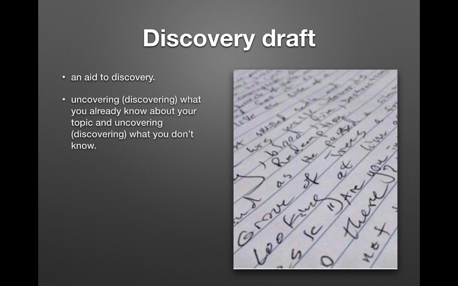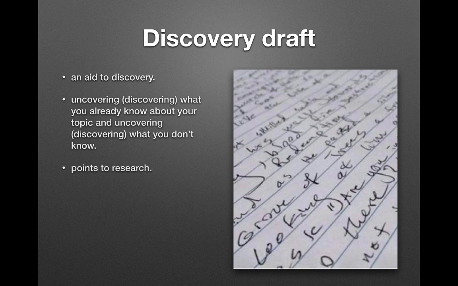It's a process of uncovering or discovering what you already know about your topic, and also uncovering or discovering what you don't know about your topic. So if you're incubating, then if you engage in this discovery draft, we're trying to capture things on paper. And by writing them down, writing can be an aid to memory. By capturing it on paper, we actually free up our brain to think about other things. So write it down on paper and you'll think of more things to think about. Write that down on paper.